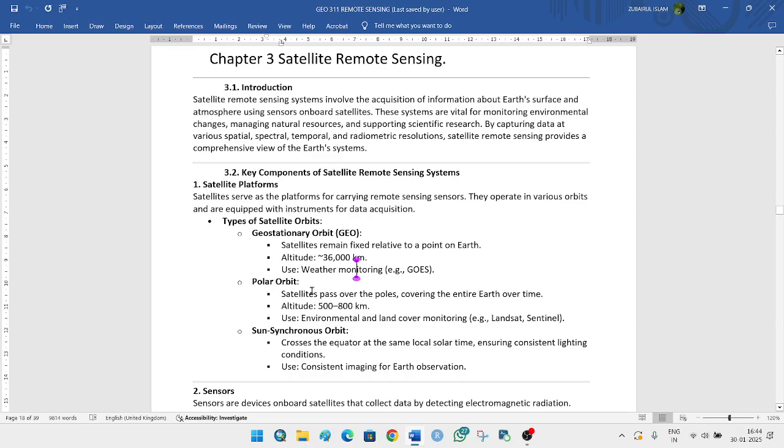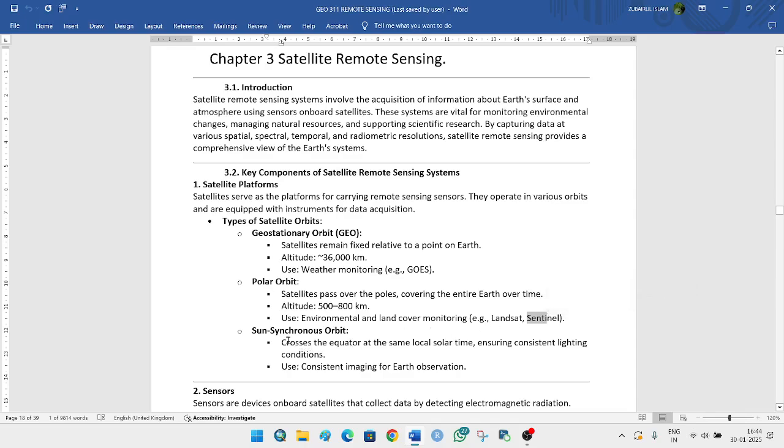While on the other hand, polar orbit passes over the poles and covers the entire earth. The altitude here you can see 500 to 800 meter compared to 36,000 kilometer. This is not as high. This is 500 to 800 kilometer. Many remote sensing satellites revolve at this altitude. And very popular satellite programs are Landsat and Sentinel.